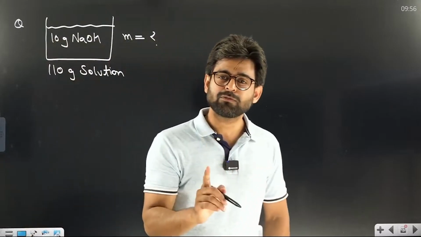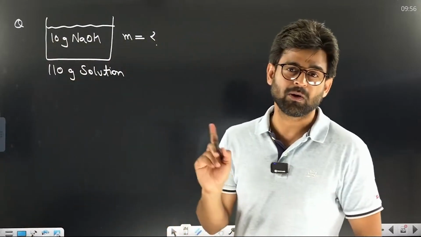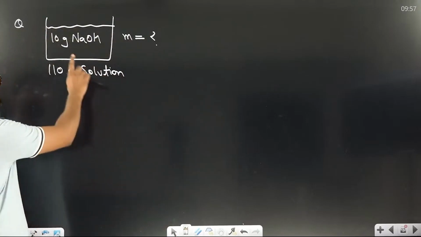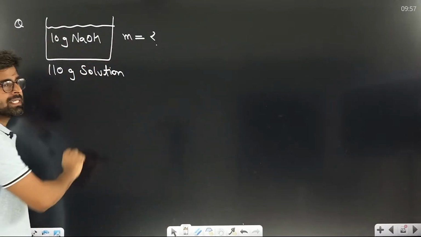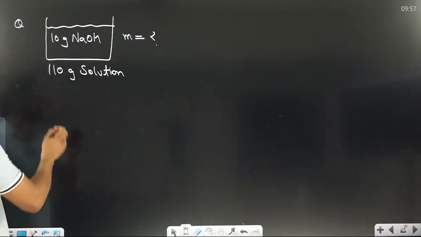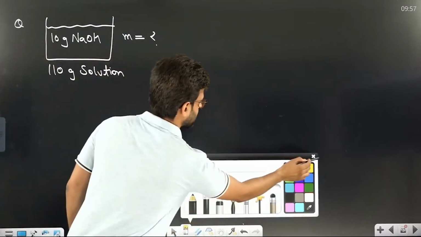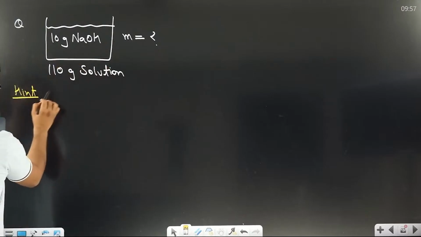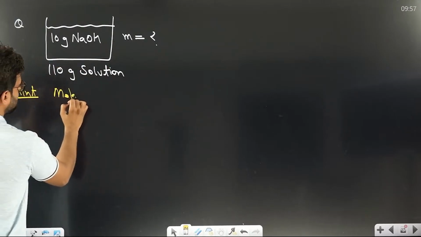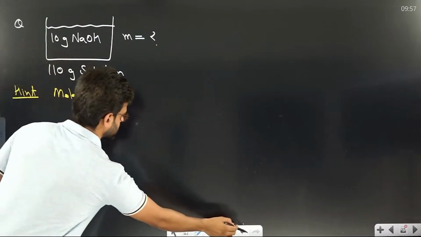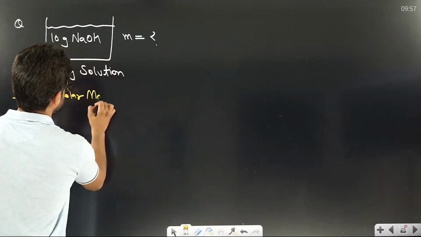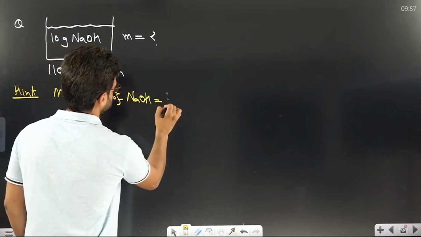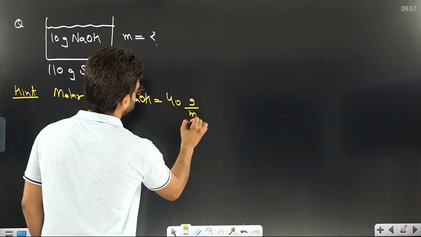110 gram is the weight of solution, not solvent. Be careful about it. So please carefully give the answer. 10 gram solute and 110 gram solution, right? Yes, bache, fast. For NaOH, if I give a little hint, the molar mass of NaOH is how much? 40. Molar mass, bacha, of NaOH is 40 gram per mole, so that you can find the moles easily, right?